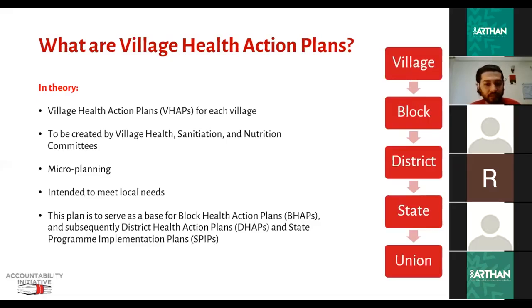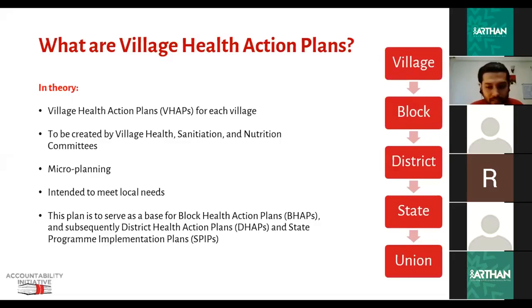Now, this committee is at the village level, of course. It's supposed to be a subcommittee of the Gram Panchayat. And the committee obviously should be representative of all the various social groups and castes in the village. Now, these village health action plans are supposed to be aggregated and brought together into block health action plans, which are further combined into district health action plans and then into state program implementation plans. I know it's complicated, but just look at it as a state plan or an SPIP. And then, of course, all these SPIPs are put together and there's a union government plan.